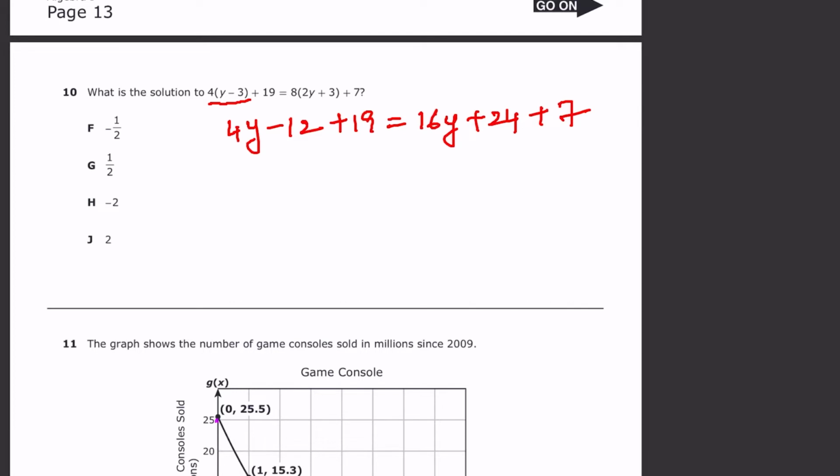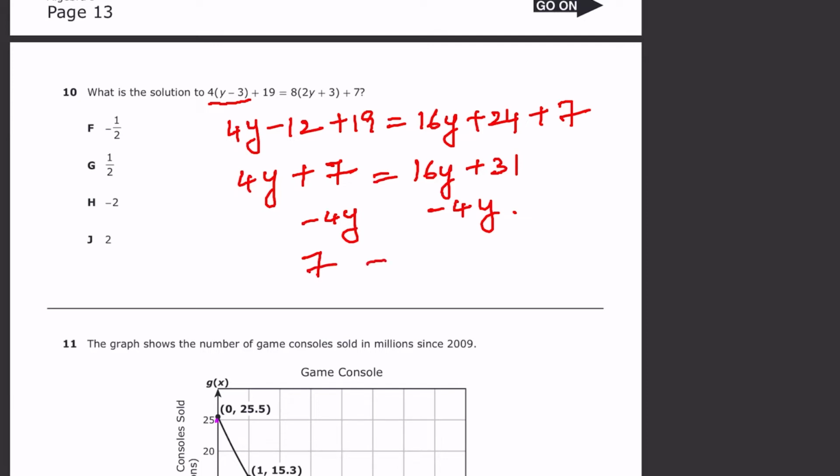So now here we'll take all the like terms together. First we'll do whatever are the constant terms, we'll add them on both sides. So therefore 4y minus 12 plus 19 is plus 7, which is equal to here 16y, 24 plus 7 is 31. So now here you bring minus 4y on both sides. If you do, what do we get? We get 7 is equal to 16y minus 4y is 12y plus 31.